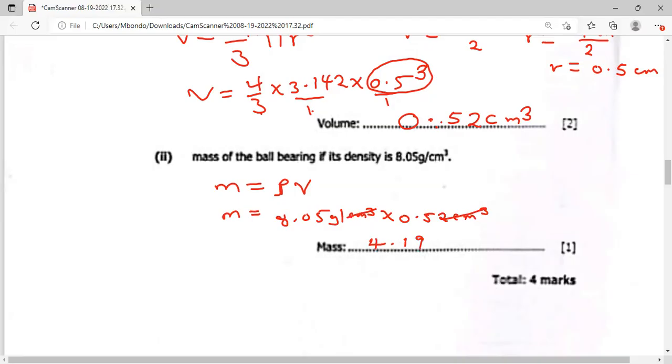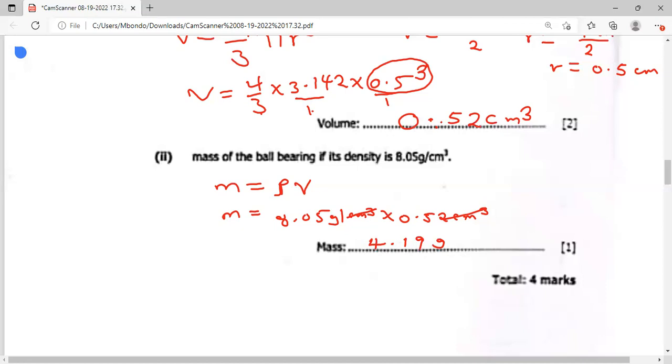So when we are to multiply 8.05 grams by 0.52, we are going to get our answer as 4.19 grams. If you want, you can leave also your answers in kilograms, but take note that the units that are given here, you have been guided. So the units are supposed to be in grams, just because the density is in grams per cubic centimeters, and also the volume is in cubic centimeters. So your final answer will be 4.19 grams.